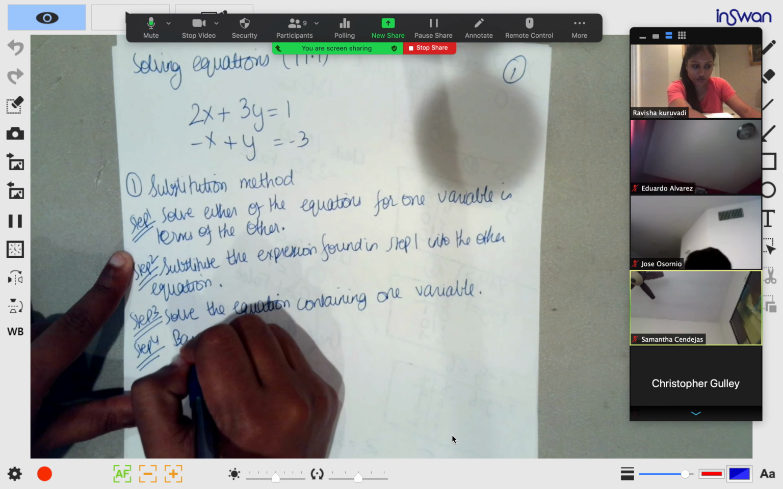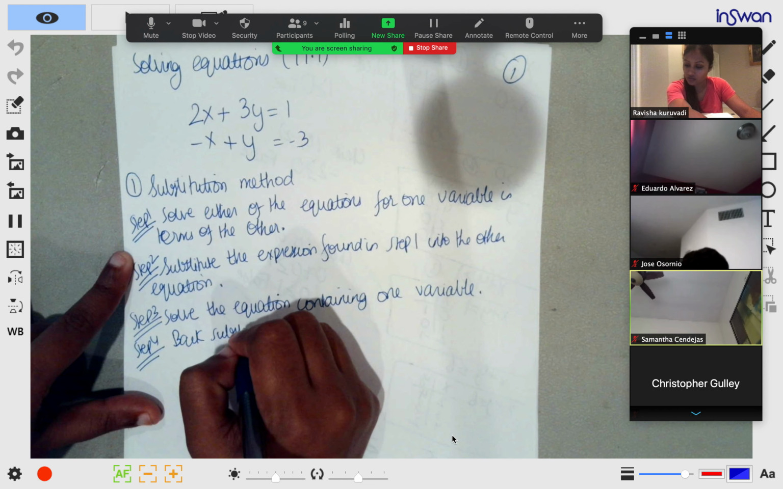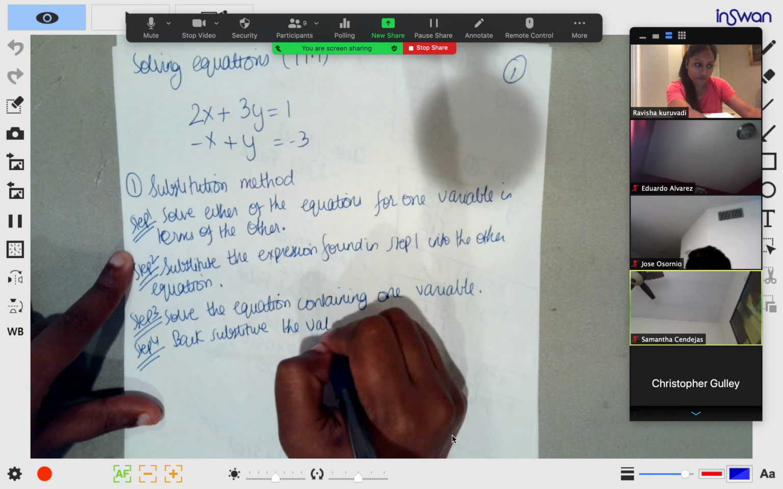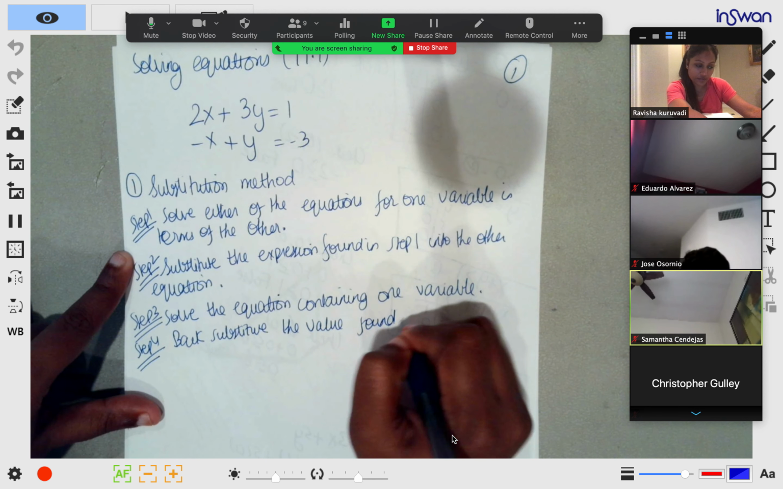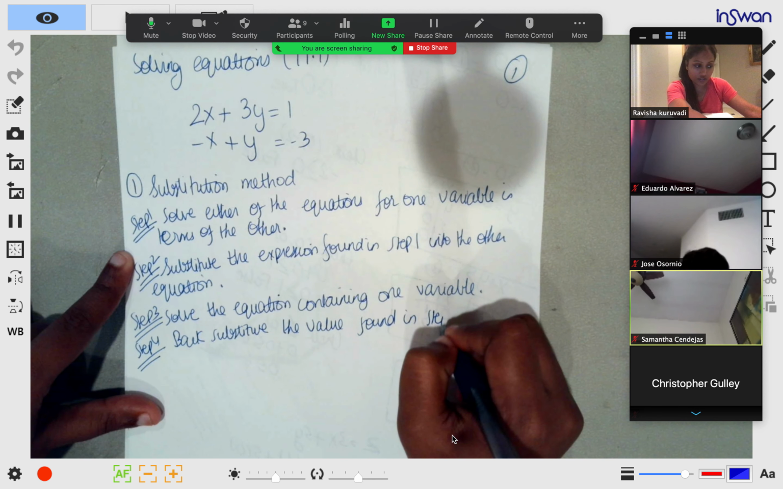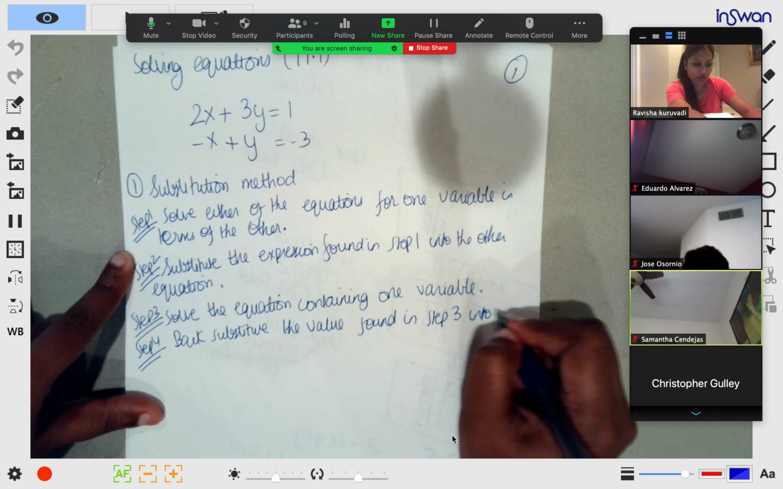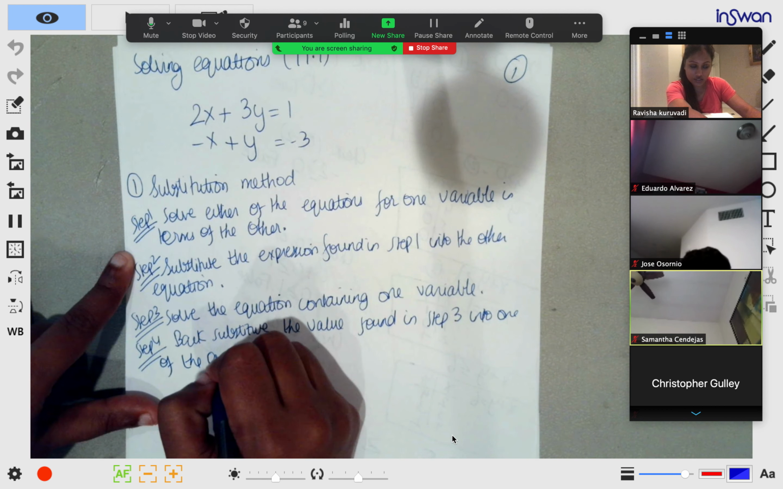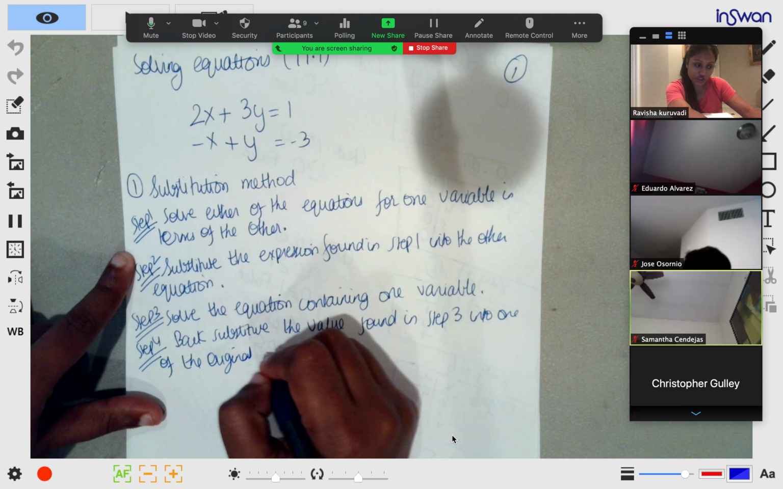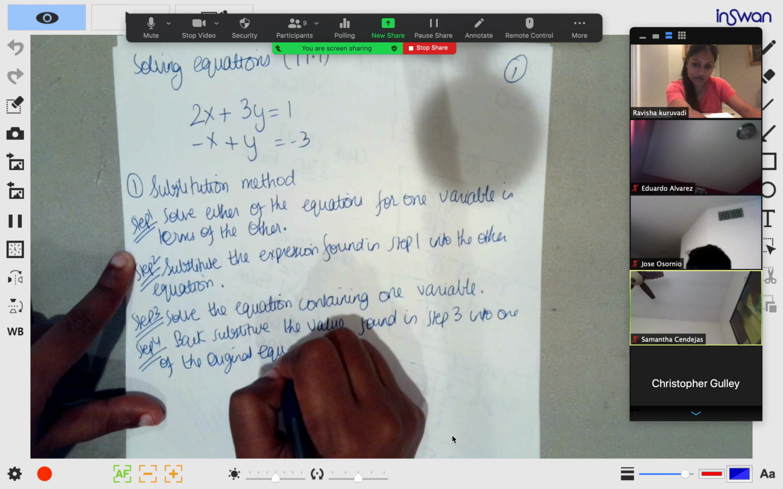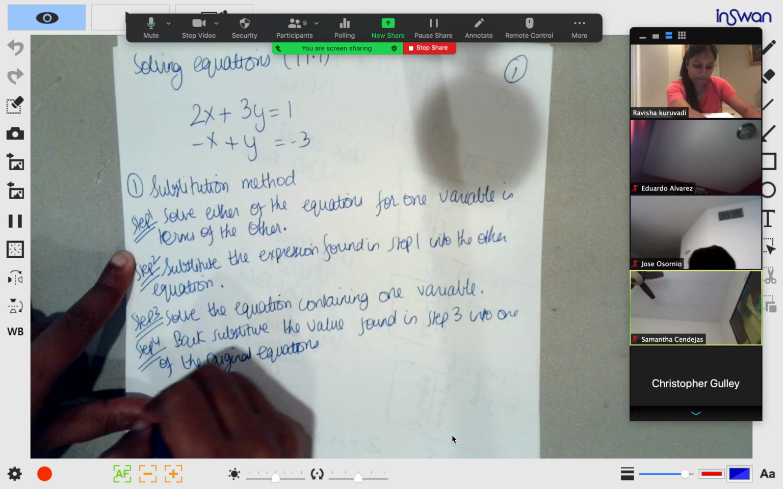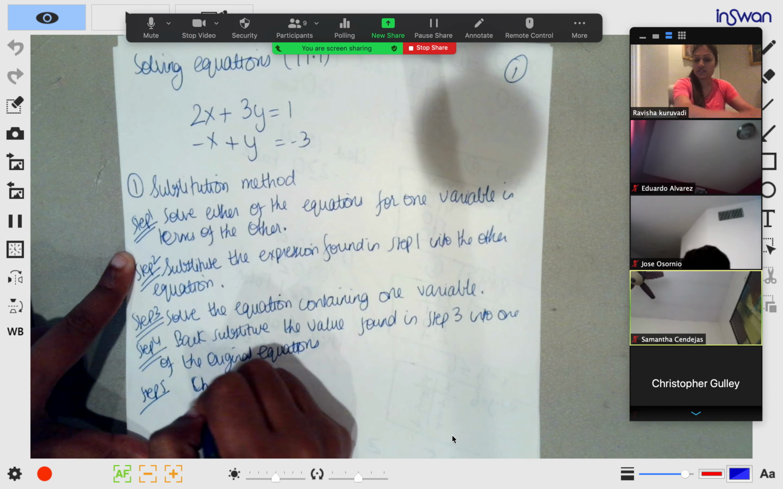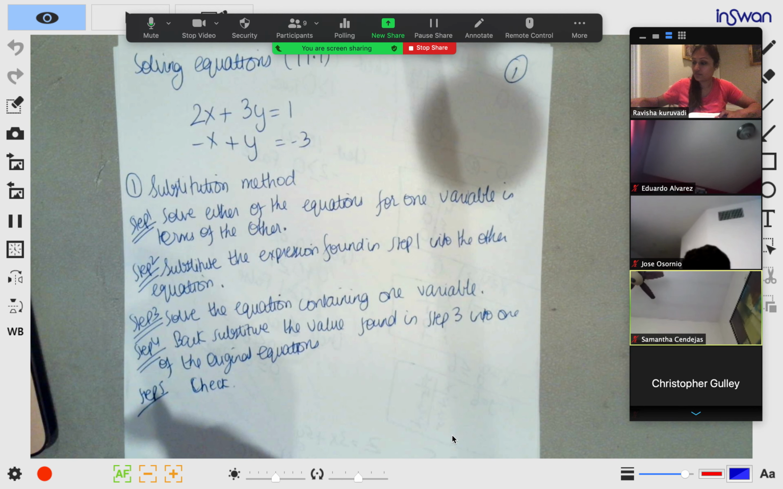back substitute the value found in step 3 into one of the original equations. Step 5 is check.